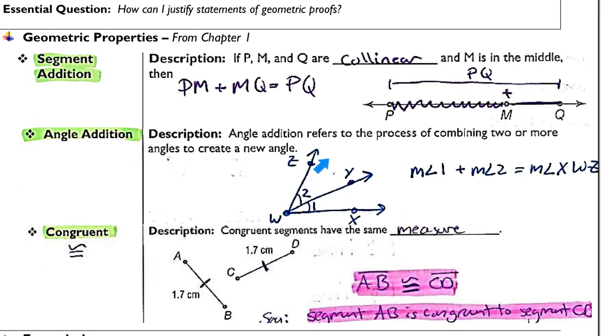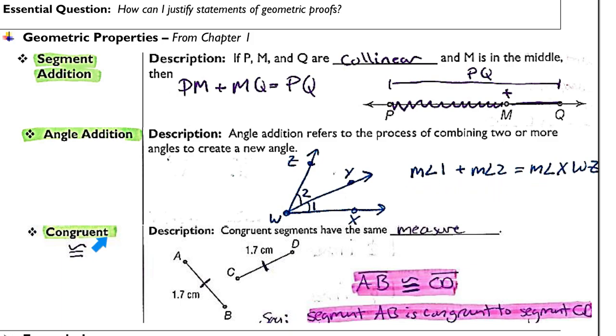So angle addition, if I have angle 1 and 2 and the whole angle here of XWZ or ZWX, whatever you want to name it, we can say that this whole angle is just angle 1 plus angle 2. And we use m for measure, the measure of angle 1 and the measure of angle 2. If we're talking about the degrees of it, we have to use the measure symbol.